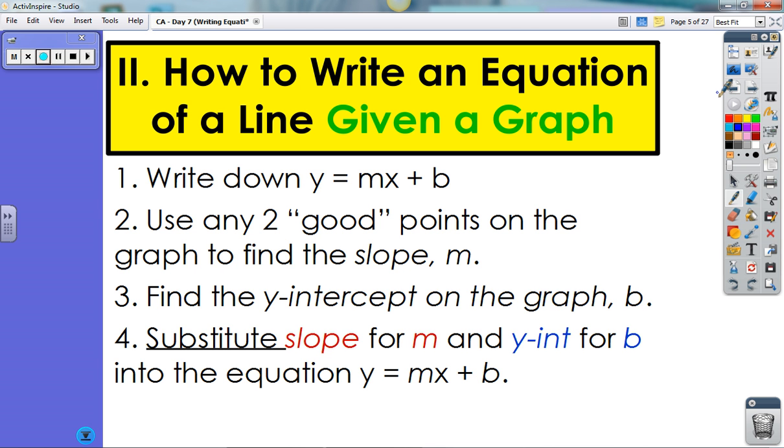If I'm going to write the equation of a line and I'm given the graph, the first thing I want to do is use my slope-intercept form, y equals mx plus b, and find two good points on the graph, and I'll talk in a minute about what I mean about good points. Using those 2 points, I'm going to find the slope, and remember my formula for slope is the change in y divided by the change in x. I'm going to find the y-intercept from the graph, and then I'm going to put my slope and my y-intercept in just like I did on the previous problems.